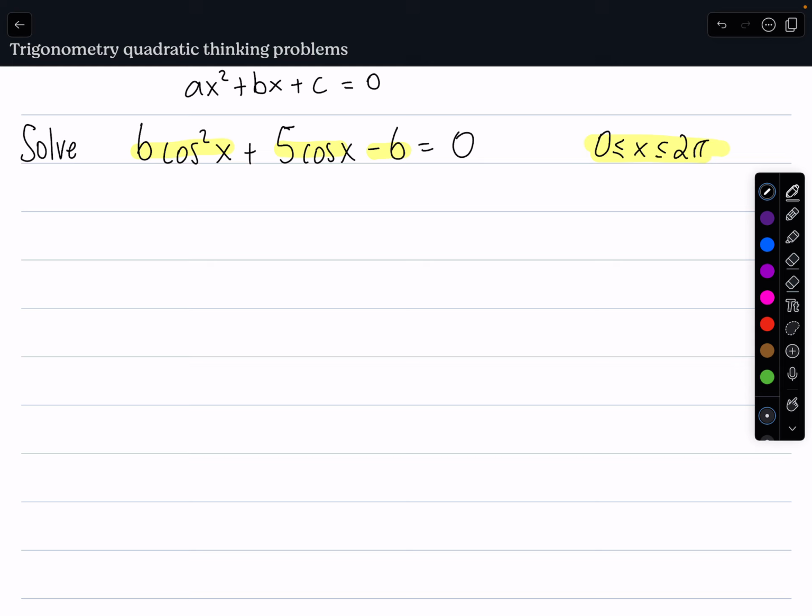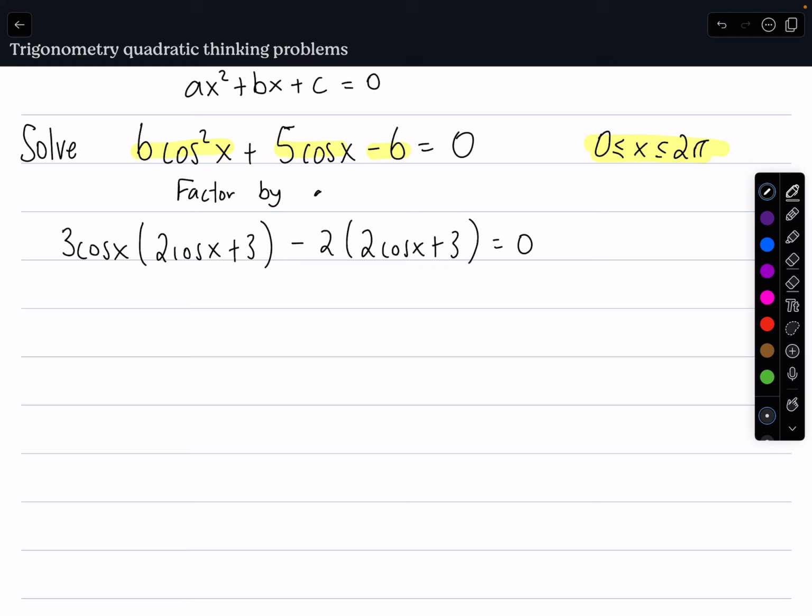So what we're going to do first is factor this equation. We're going to do a factor by grouping. And what we're going to have is 3 cos x, 2 cos x plus 3, minus 2, cos x plus 3. All we did right here is factoring by grouping. Okay? Now from this, we can get our two factors. The first factor is going to be 3 cos x minus 2, and the second factor is going to be 2 cos x plus 3 equals 0. So the first step, guys, is to factor this equation because you recognize that it is a quadratic.